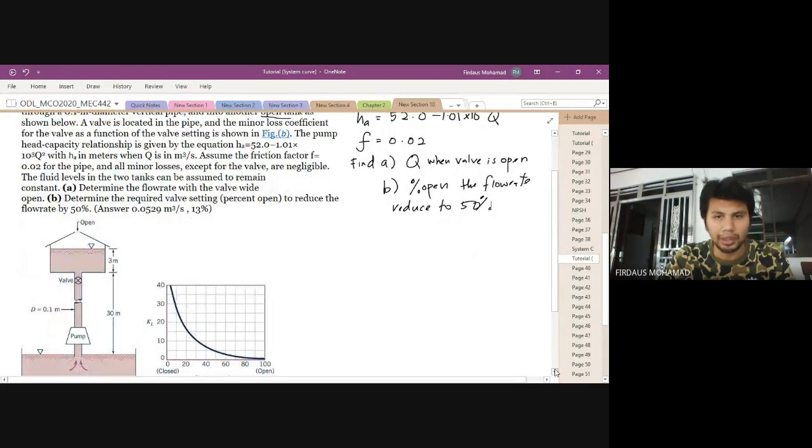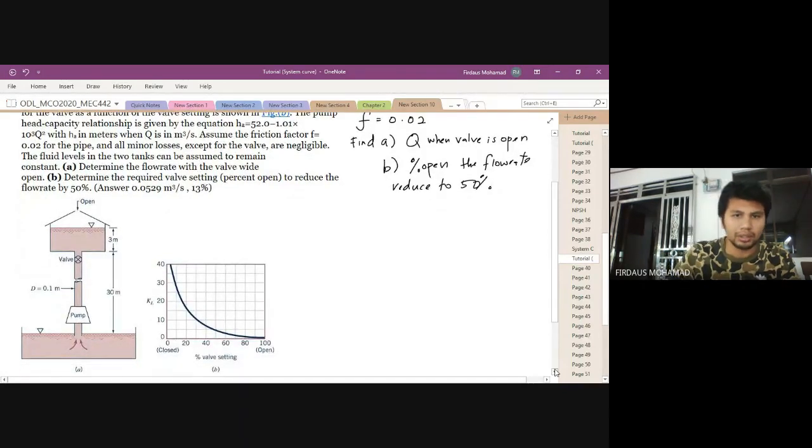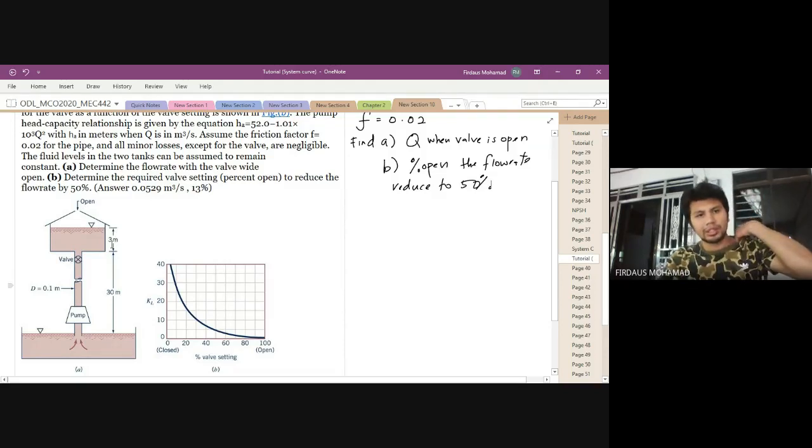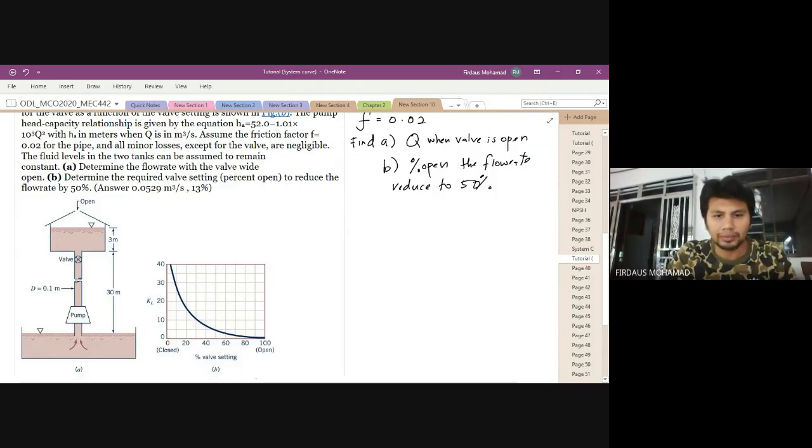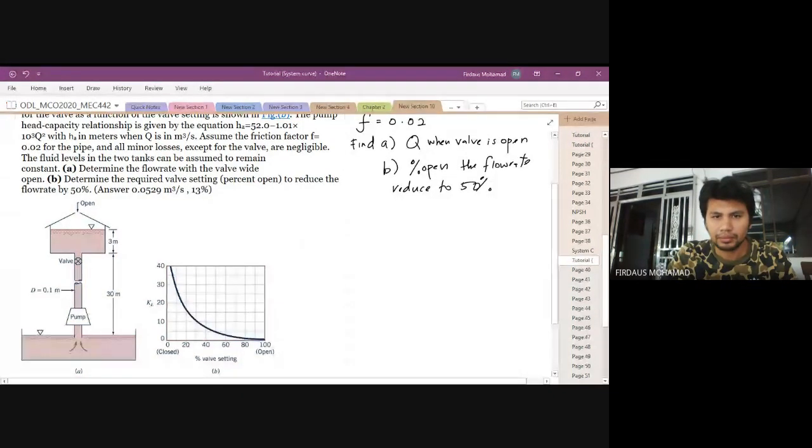What is the problem statement? So you have this system, you have a pump. Now you want to pump the water from this bottom tank to this top tank, where the elevation difference is about 33 meter.